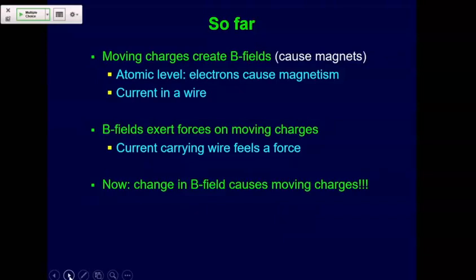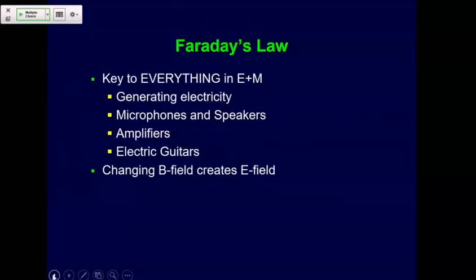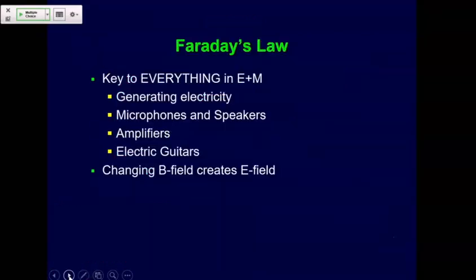We've showed that changing electric charges create magnetic fields. We're going to do the same thing here. And here are some questions from students. Do magnetic fields come hand in hand with moving charges? Yep, because a moving charge causes a magnetic field, and a magnetic field causes moving charges. And if you have one, does that mean you spontaneously will have the other? I think we're going to agree with that, with this idea that it has to be a changing magnetic field. That's the key part there.